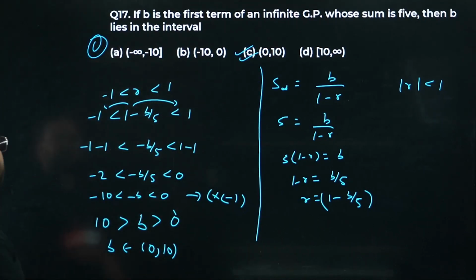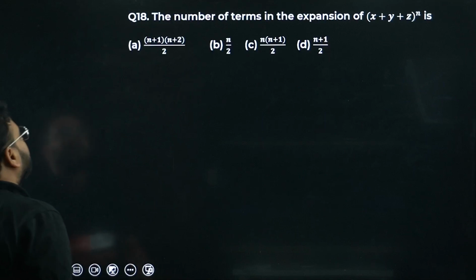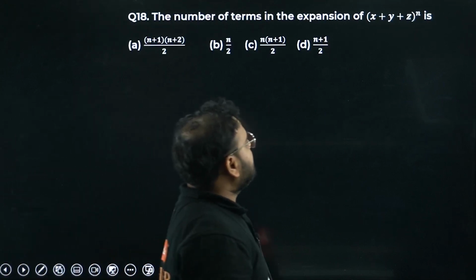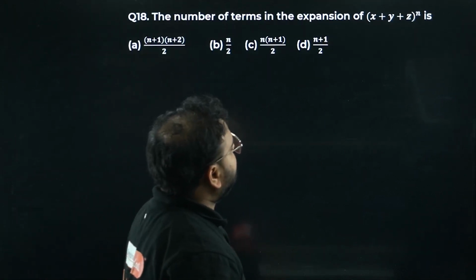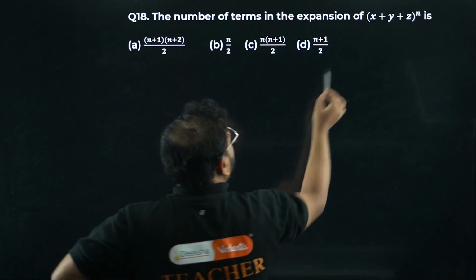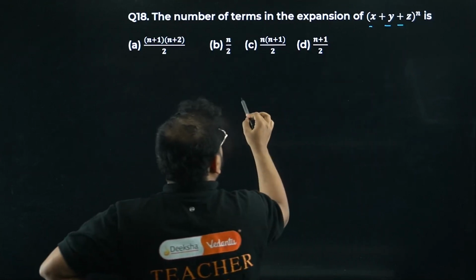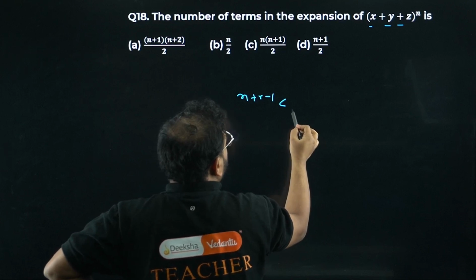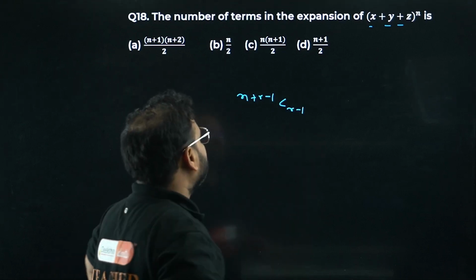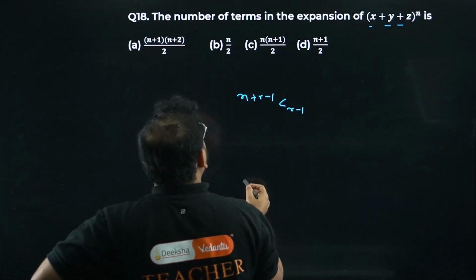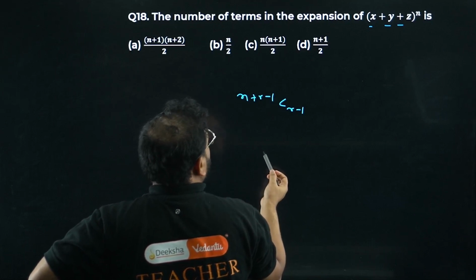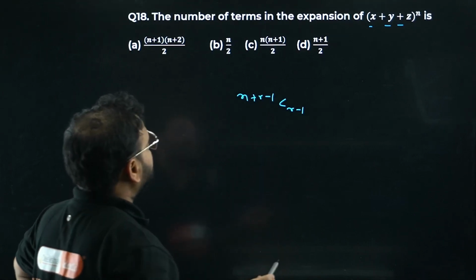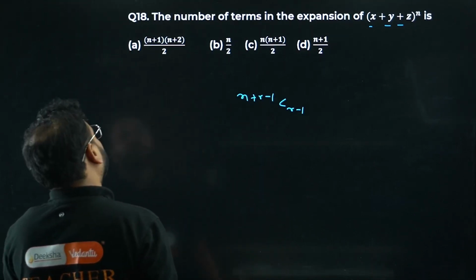Okay, simple question. The number of terms in the expansion of x plus y plus z power n. There is a formula for this, right? 3 variables are there, 1, 2, 3. We have n plus r minus 1 c r minus 1, right? Correct? Okay, no, this is not right. This is not it.